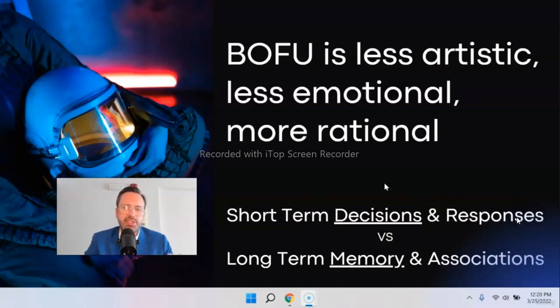The reason that it is rational is because what we're trying to do at the bottom of the funnel is drive short-term decisions and responses. And the things that drive people to make short-term decisions is really kind of rational choices.